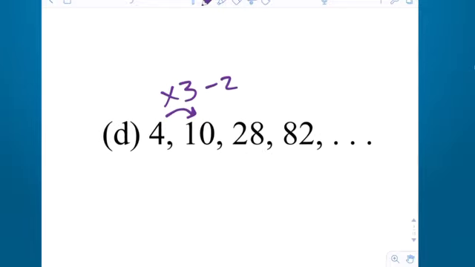repeated multiplication should become what? Some type of exponentiation. And now we just need to adjust it. When n is 1, I get 3. I want a 4. How would I get a 4 from a 3? Maybe plus 1. Let's see if that works. When n is 2, I get 3 squared. That's 9. If I add 1, I get 10. When n is 3, 3 cubed is 27, plus 1 is 28.